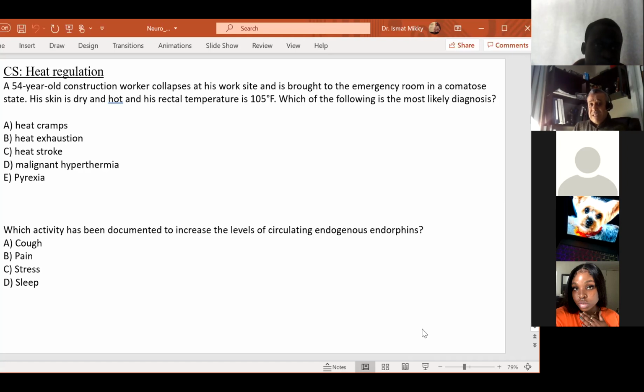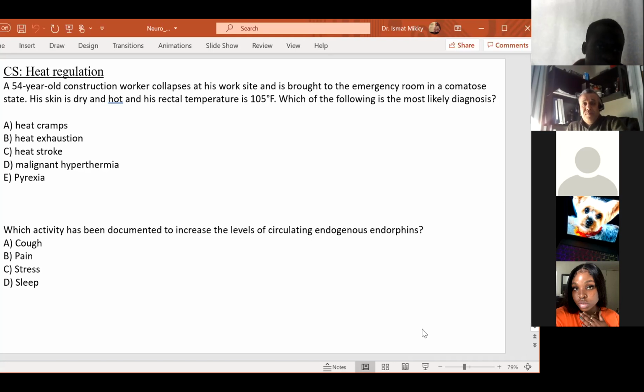And then pyrexia is a fever, and it's usually defined as a cytokine-mediated increase in body temperature. So it has to do with the cytokines as part of the response to the disease process. And this results in the hypothalamus having a higher set point for the body's temperature, for pyrexia, or fever.